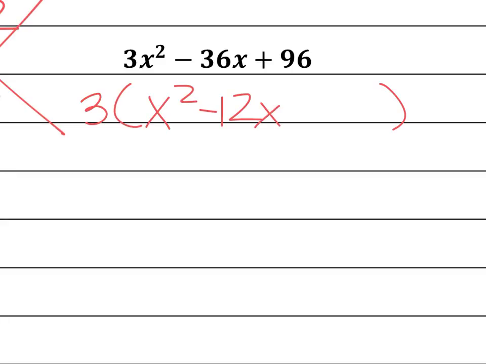Okay, 90 divided by 3 is 30. 6 divided by 3 is 2, so 32. Try and use your mental math, please. 96 is a relatively small number.